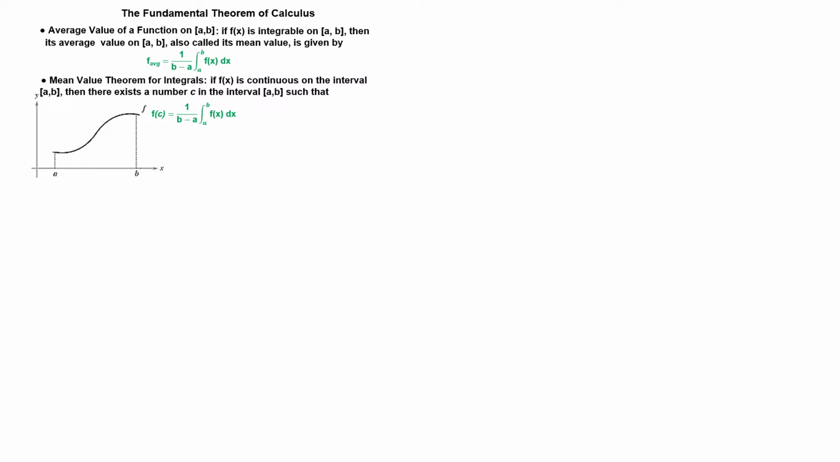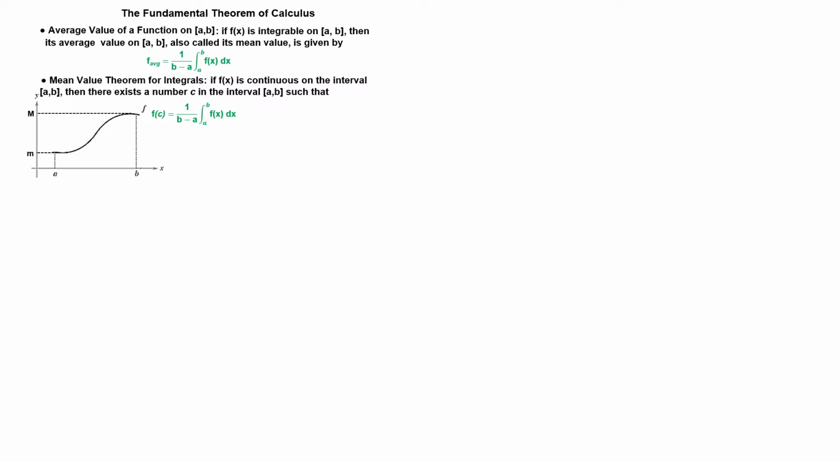The mean value theorem for integrals states that for a continuous function f, there is at least one point c inside the interval [a, b] at which the value of the function will be equal to the average value of the function over that interval. Now let's prove this theorem.